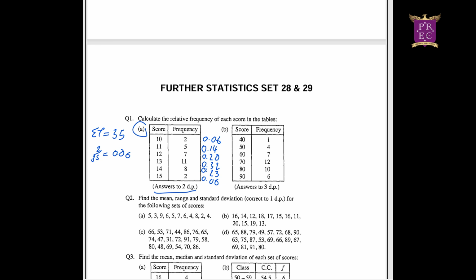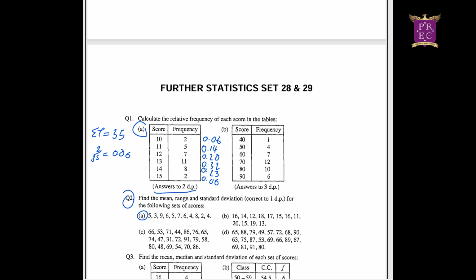Alrighty, let's go have a look at question 2a. You guys can do 1b by yourselves. It shouldn't be too hard, and the answers will be on the next page. We need to find the mean, range, and standard deviation for the following sets of scores.